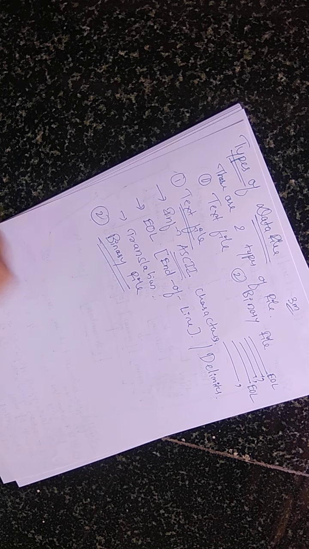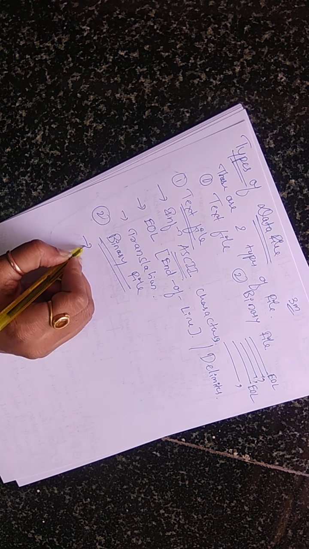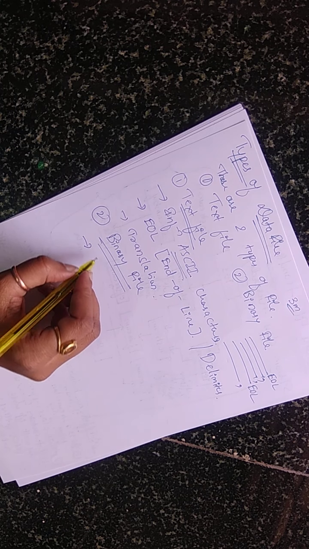The second type of data file is the binary file. So we had seen the meaning of a text file. Now we will see the meaning of binary files. What happens here in your binary file? It is a file that contains information in the same format as it is held in your memory. In memory, the data is stored in binary format. So the same way, it is stored in your binary file.